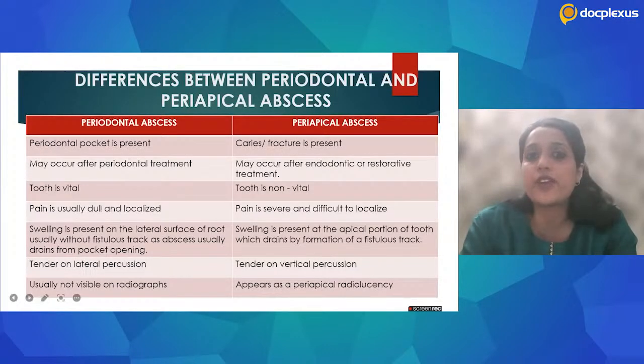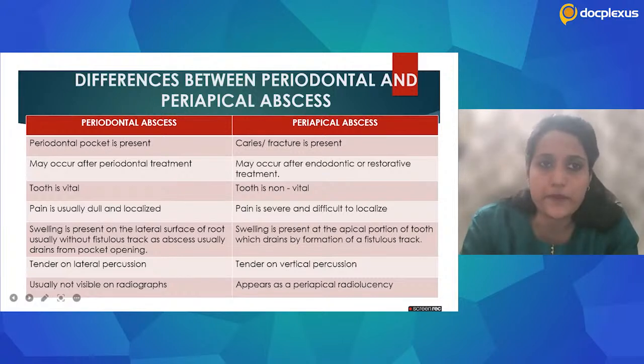Now, what are the differences between pulpal, periapical, and periodontal abscess? We'll see all of them one by one, and the last one is very important, maybe in my case, when you're treating the tooth. So a periodontal abscess will have a periodontal pocket. A periapical abscess will have caries or fracture, so we will be able to see what the cause is.